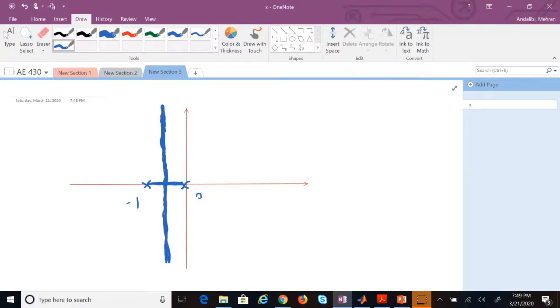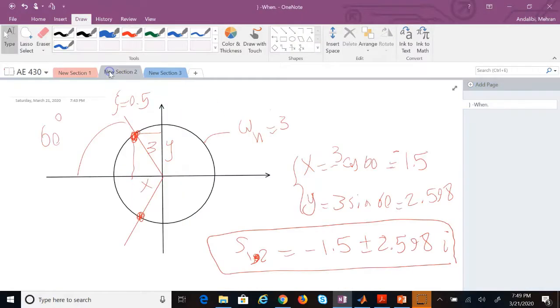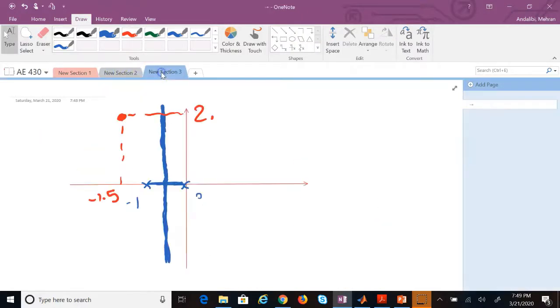So these are the original poles, although I don't need the whole root locus, but this is the original root locus. And then the new pole is here. If you remember, it's somewhere like here. This is the new pole, where this guy is -1.5, and this guy was 2 point, how much? 2.598.